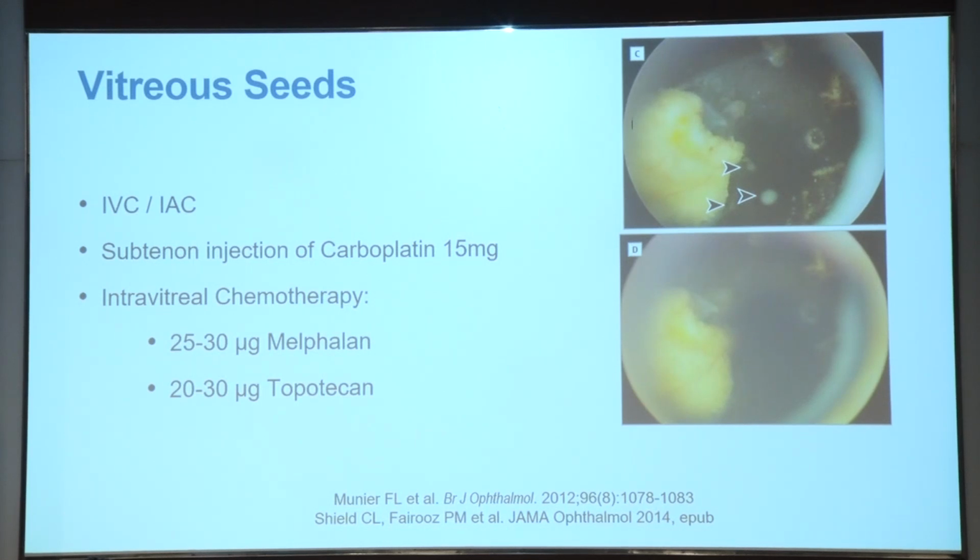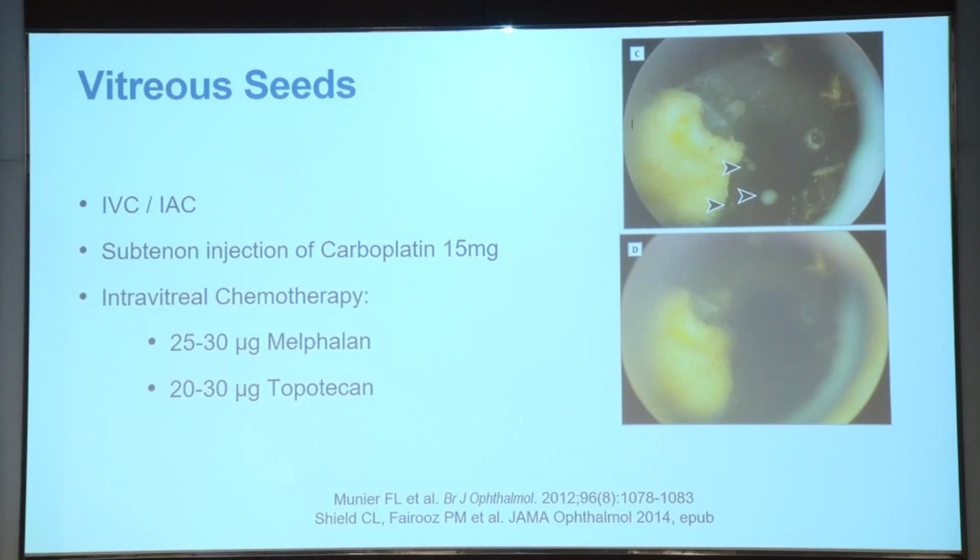You can give either melphalan or topotecan. 25 to 30 micrograms of melphalan is what is given, and 20 to 30 micrograms of topotecan. Sometimes you can give both the drugs together, and sometimes a triple drug, which also adds carboplatin. The problem with melphalan is that it induces a lot of pigmentation on the retina, and after giving melphalan intravitreally, sometimes you see this in patients, especially in pigmented populations. So you see that the retina develops a lot of RPE changes, similar to retinitis pigmentosa, and there are some changes on ERG also which have been noted.